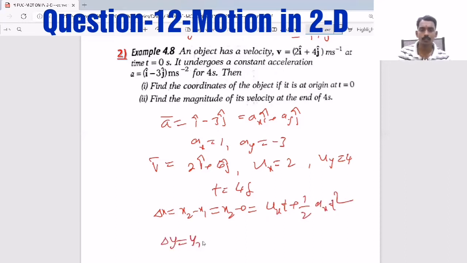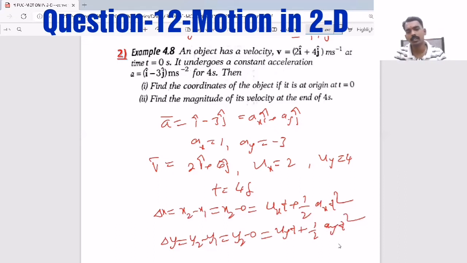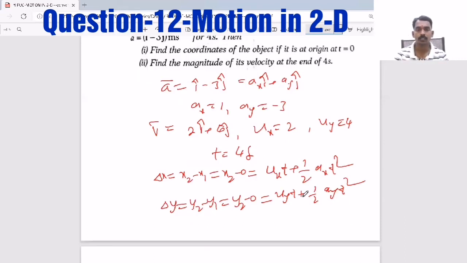Similarly, delta y equals y2 minus y1 equals y2 minus 0 equals uy into t plus half ay t square. Uy is there, ay is there, t is there, ux is there, ax is there. You can calculate. Similarly, second question, find the magnitude of its velocity at the end of 4 seconds.